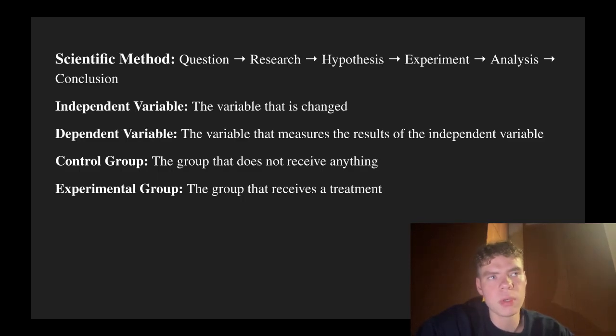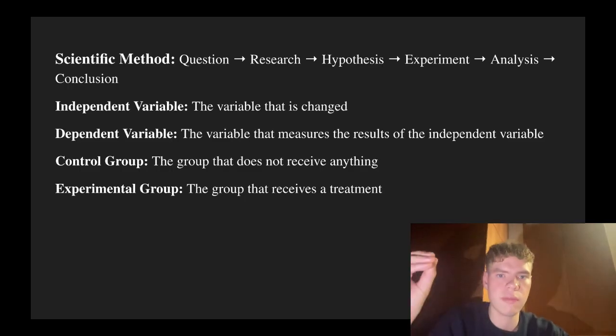An independent variable. Once again, every time you do an experiment, you have an independent variable and a dependent variable. Your independent variable is the thing that you're changing, and the dependent variable is your measure of the outcome of that change. So your independent variable will be like amount of sunlight that we put on a plant, and then the dependent variable would be how much the plant grew.